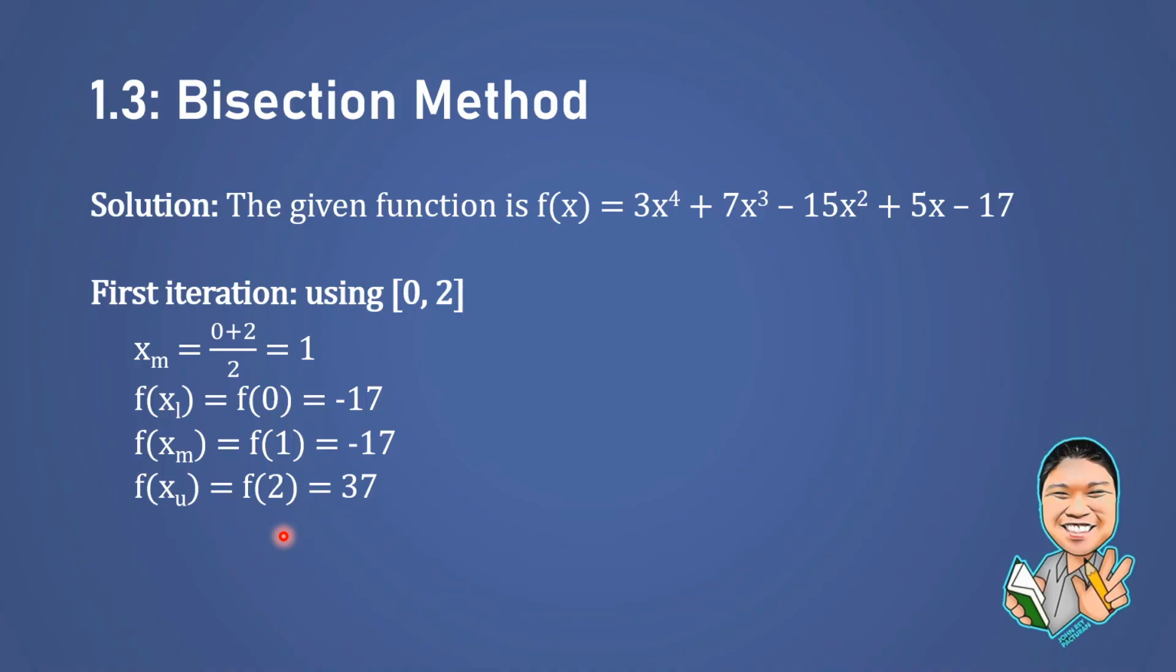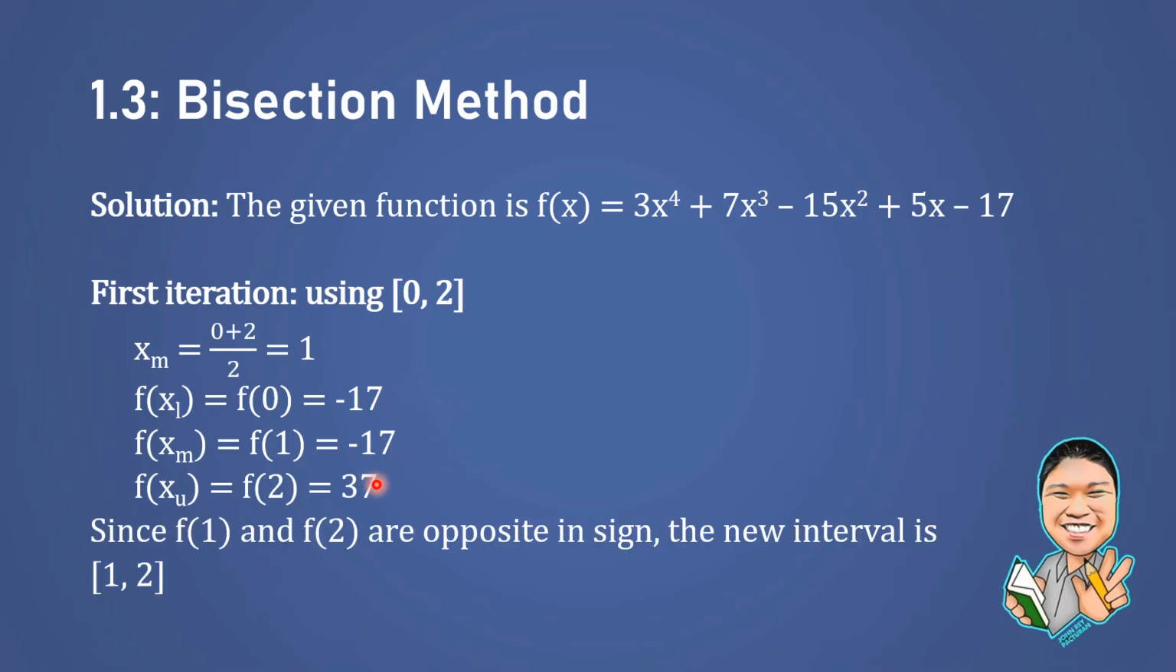Our rule is that whichever of these changes sign becomes the new interval. Therefore, since f of 1 and f of 2 are opposite in sign, the new interval is 1 and 2. Because f of 1 is negative 17 and f of 2 is positive 37. Opposite signs, so that is the new interval. Just remember that: you have f of x sub L, f of x sub M, f of x sub U, and whichever has opposite signs automatically becomes the new interval. I hope that is clear.